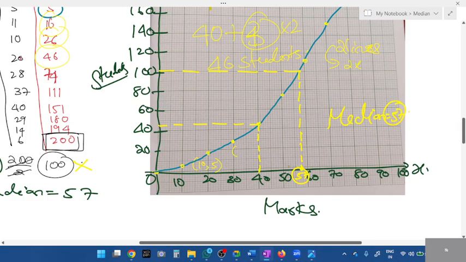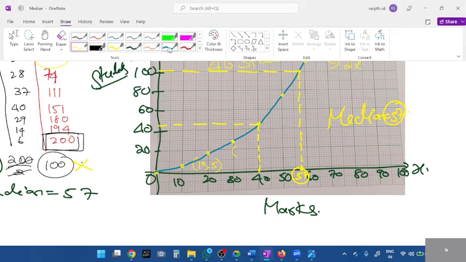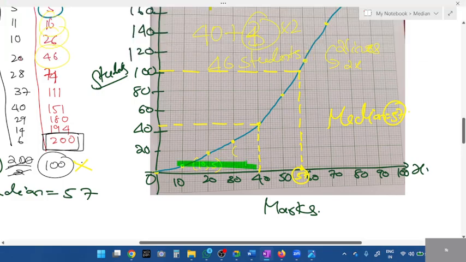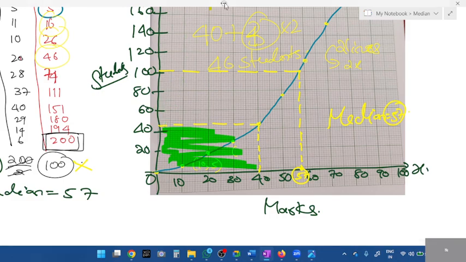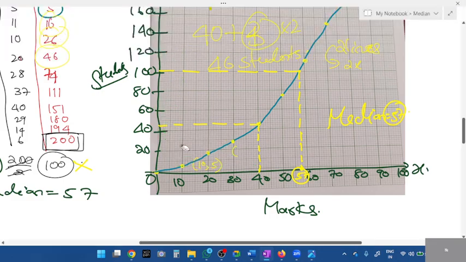Concept is important. Did you understand the concept of where we took marks? Is it clear? Okay. So how many students have failed? How will you check? Whoever falls below that. Can you see all this green one? They have failed. Above 40, pass or fail? Above 40, everything is pass.